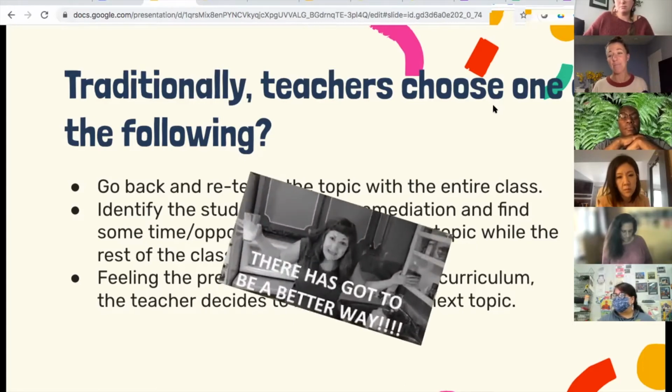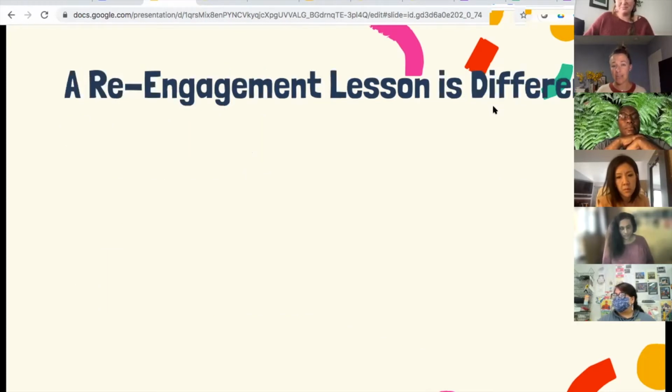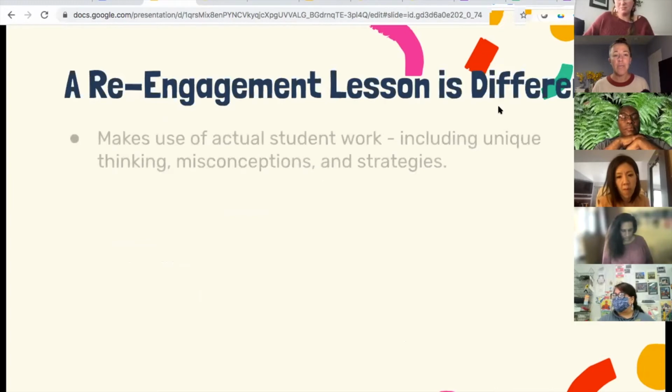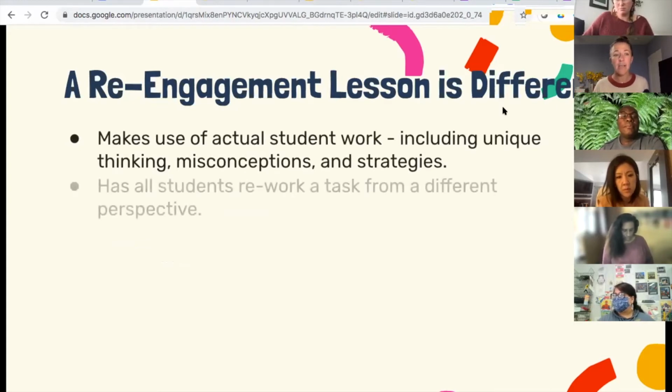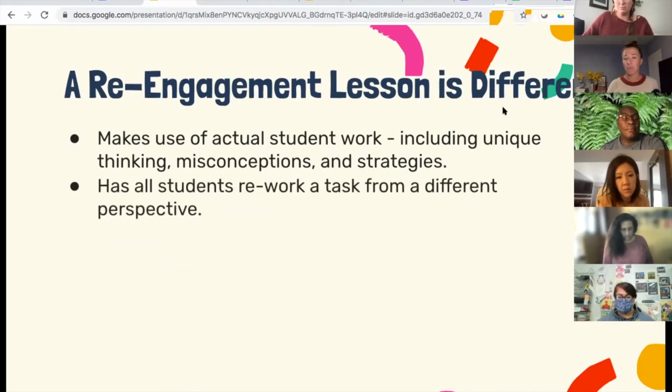And you know what? There's got to be a better way. There just has to be. And that's what we call a re-engagement lesson or activity. So in a re-engagement lesson, we're going to make use of actual student work, which might include some unique thinking or misconceptions, or even some innovative strategies. It has all students rework a task, but in this case, from a different perspective.